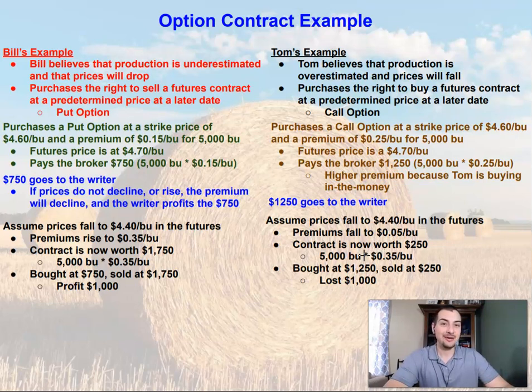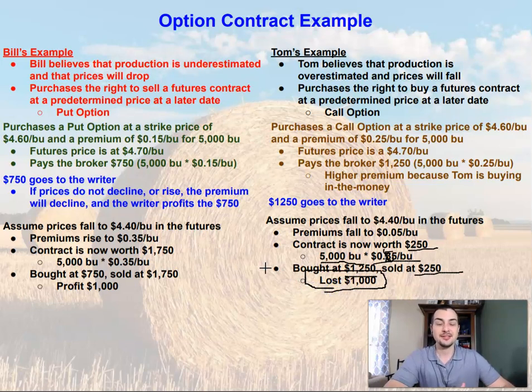So now his contract is worth only $250. That's 5,000 bushels, not at 35 cents a piece, but at 5 cents a piece. So he bought this contract at $1,250, but he can sell it now at $250. He lost $1,000. He guessed wrong on that market, and he lost $1,000 over the course of it.